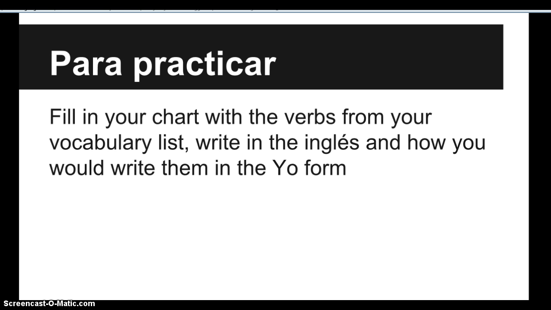Para practicar, you have a chart in front of you, so take some of those verbs that you just worked on from your book and write them on the chart and also put in the Inglés, and then write them in la forma yo. So you can do that now.